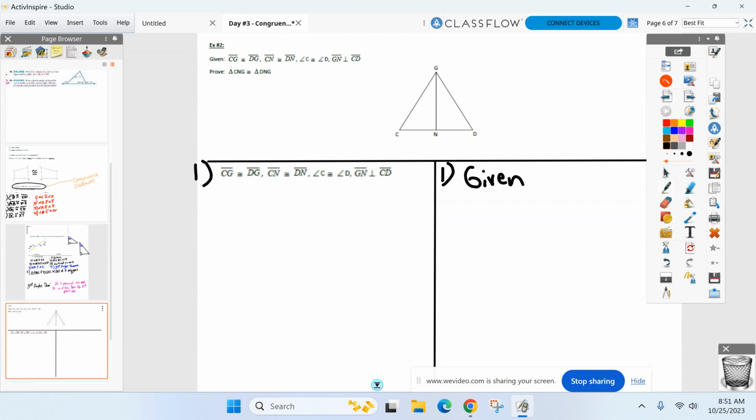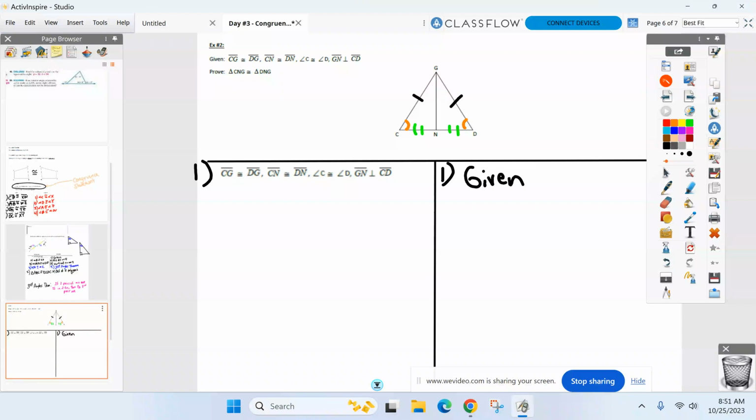Prove these two triangles congruent now. Again, rules don't change. You've got to get me all three sides and all three angles somehow. And I'll give you some information. You're welcome. Okay, what did I give you here? CG and DG congruent. CN, DN. Boom, boom. Angle C congruent to angle D.